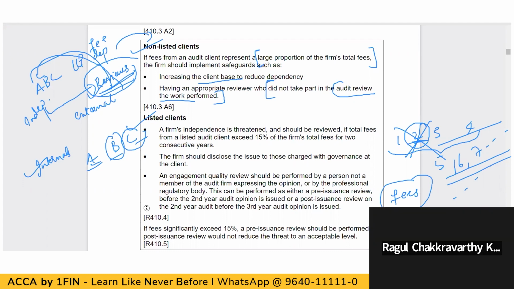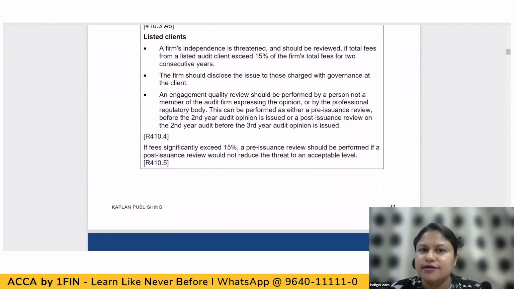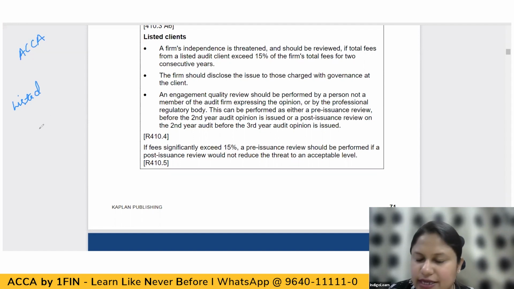All right. Now we come to listed entities. Listen to this very carefully. A firm's independence is threatened and should be reviewed if total fees from a listed audit client exceed 15% of the firm's total fees for 2 consecutive years. What they are telling is, you are an ACCA firm, and if it is a listed client, meaning listed on the stock exchange, this particular entity is contributing 15% or more of your total revenue.